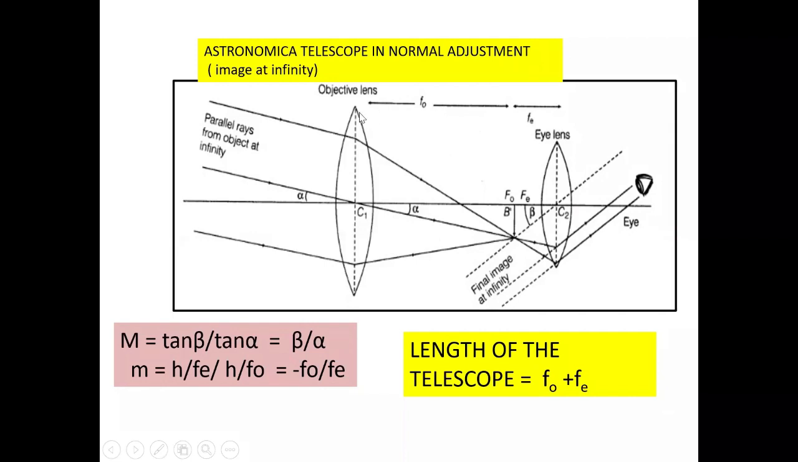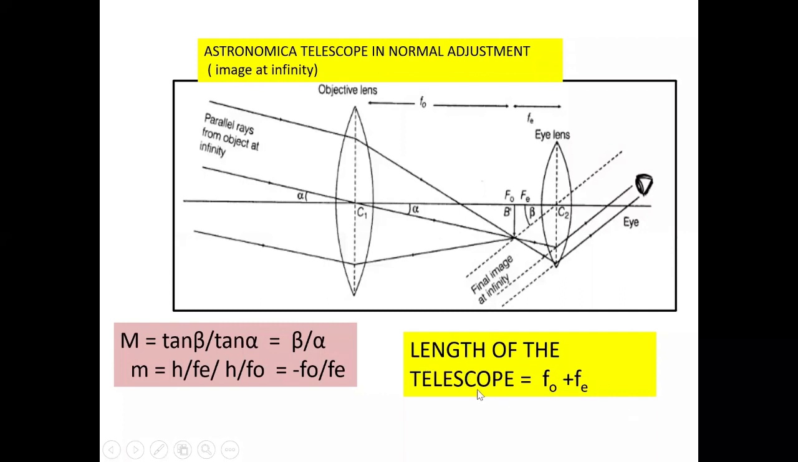So in normal adjustment, what is the length of the telescope? The length of the telescope is the distance between the objective and eyepiece. What is the length of the telescope in normal adjustment? So the object is at infinity, the image is formed at Fo. And this serves as the object for the eyepiece. So for the eyepiece, the object is at Fo, and Fo and Fe coincide. The image is formed at infinity now. The eyepiece object should be kept at its focus. So Fo and Fe are both in the same plane. So this is Fo, this is Fe.